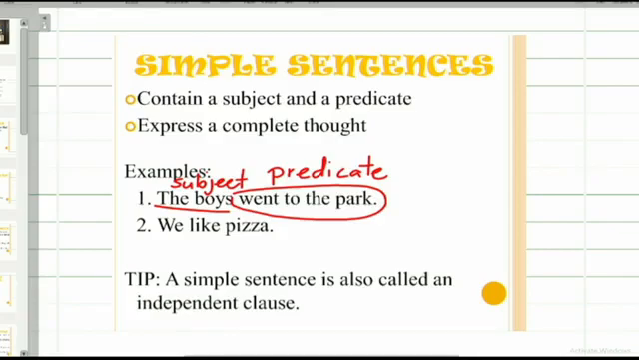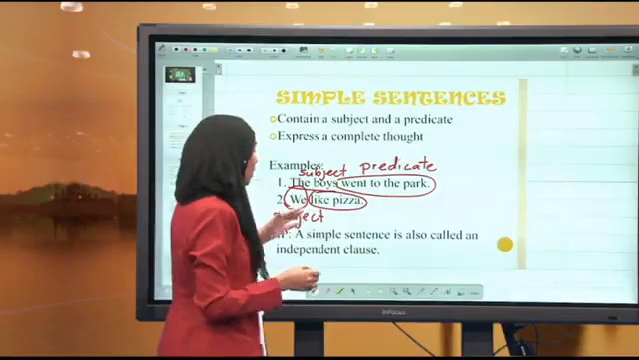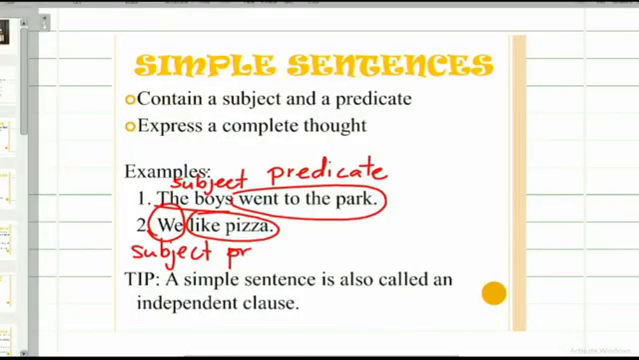We like pizza. What is our subject here? We have a subject pronoun, we. So we have our subject here. And again, like pizza, although the sentence is very short, as I said, it's a simple sentence, we already know this is our predicate. So think about a sentence and identify in your mind the subject and the predicate of that sentence.